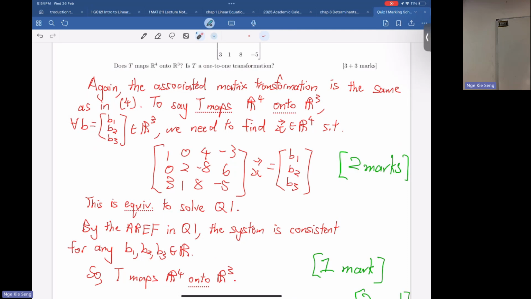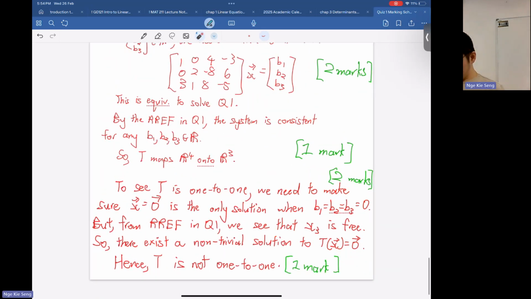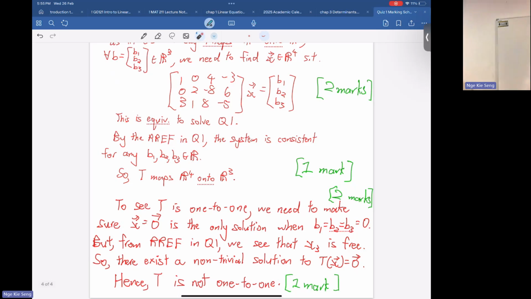In question 1, you got the REF form, so you should take the REF from question 1. To see that the system is consistent, you need to check that every row has a pivot. And to check that it is one-to-one, you need to check that every column has a pivot.